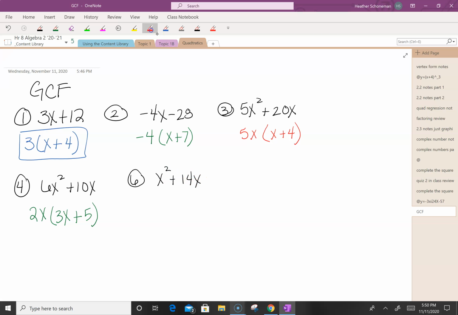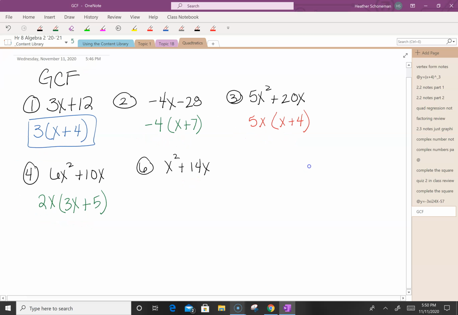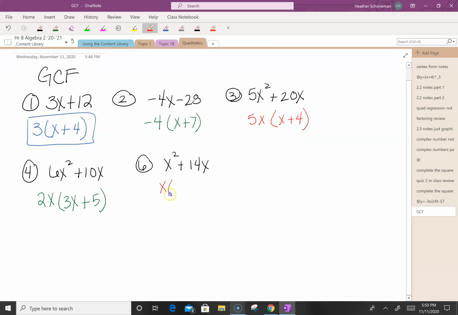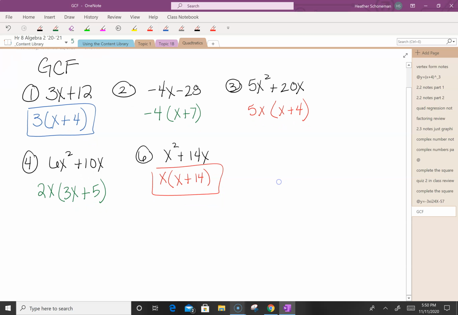Well, this one doesn't have a number that I can take out of both of them, but I can take out an x, so I'm going to take out an x, and I'm left with x plus 14. And that's it. It's factored. There's no more. You don't write x plus 0.